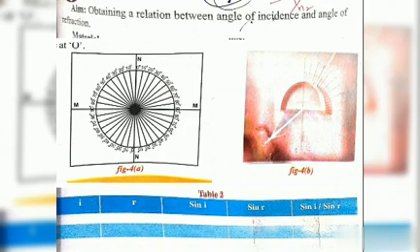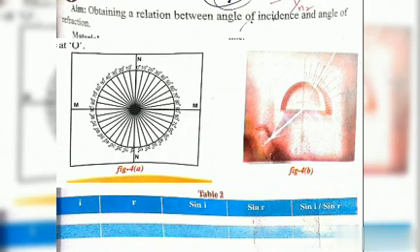Like that, we send the incident light at 20 degrees, 30 degrees, 40 degrees, 50 degrees and 60 degrees, then measure the corresponding angle of refraction as the light comes outside. First we send the light at 15 degrees, next at 20 degrees, next 30, 40, 50. As we do this, the angle of refraction also changes. Now measure the angle of refraction value.